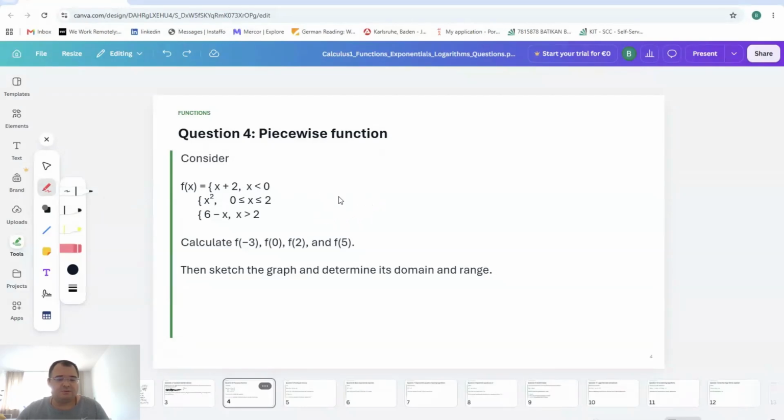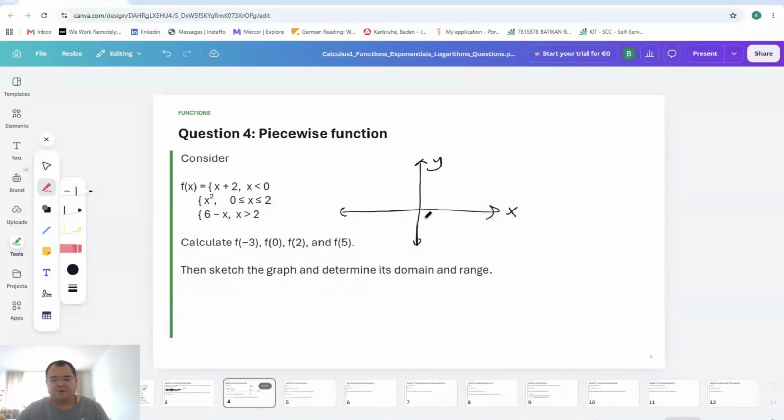We are asked to find some values on this graph of f, and we need to draw the graph of f and determine the domain and range of f. Let's try to draw the graph of f on xy coordinates first. The function is behaving, when x is smaller than 0, like this line x plus 2.